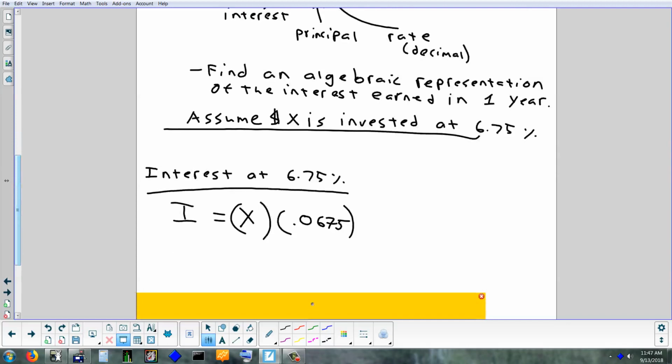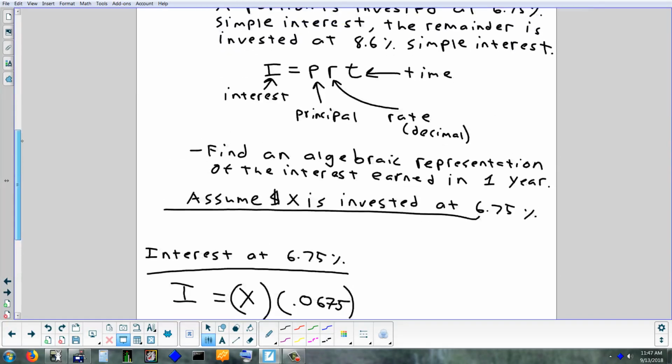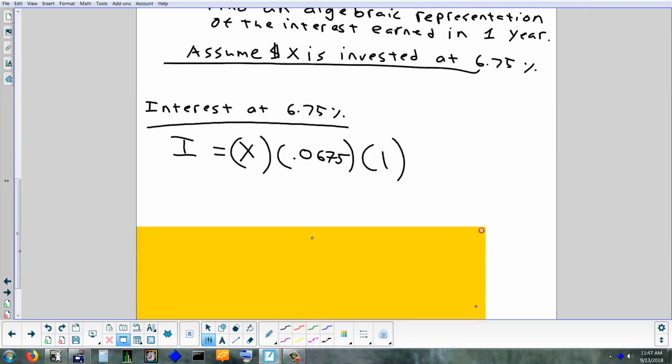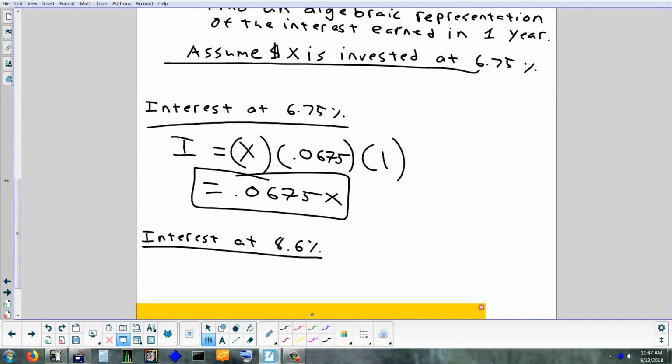All right, so we got our principal, we got our rate. Last thing I need in the formula, time. How much time is going by? Yep. 1 year. So I don't even really need it. So the amount of interest that is earned is 0.0675x. We usually put the coefficient before the variable. If you want to leave it after, that's okay. There's your first amount of interest.